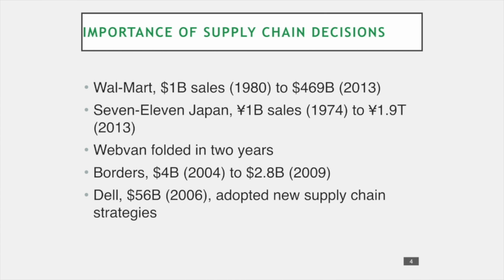Dell is another example. Dell had $56 billion sale in 2006. So clearly they were very, very successful when it came to supply chain design, planning and operation. But they had to adapt their supply chain due to shifts in technology and customer expectations. Now we need to wait and watch how successful their new supply chain strategy is going to be.